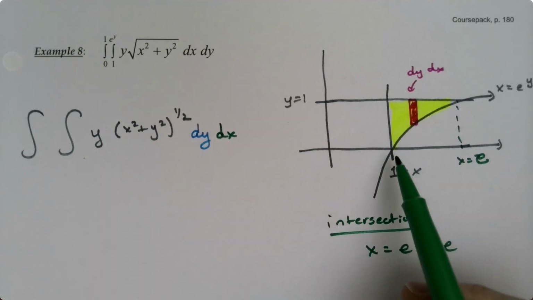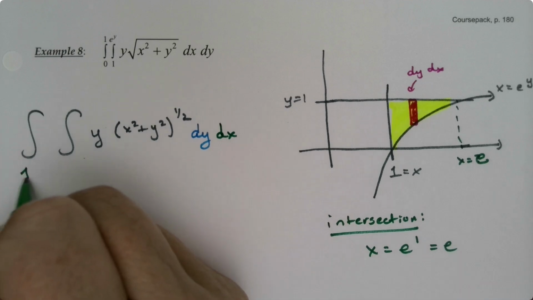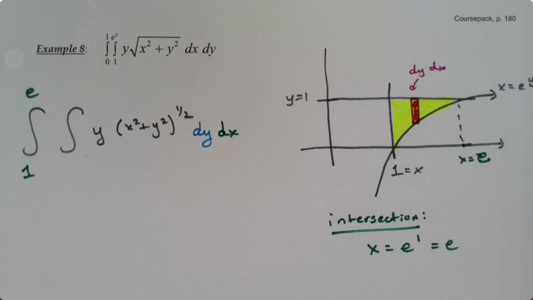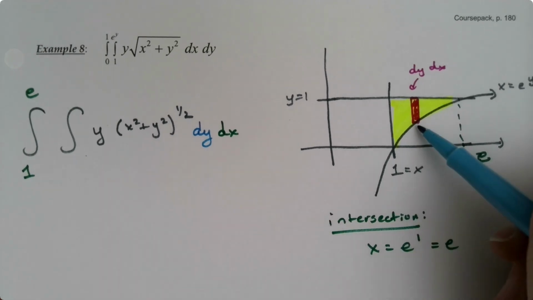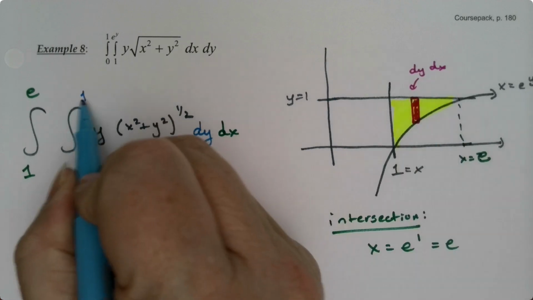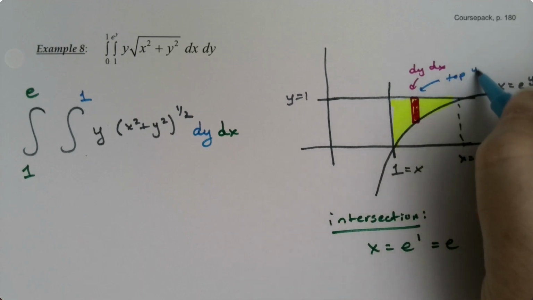Now x is easy because we can see x goes from 1 to e. So 1 to e, no problem. We have constants there. Great. Now the y values, so we have to think about the bottom and the top. Well, the top is easy because the top is 1. But the bottom, right, so the top is y equals 1.